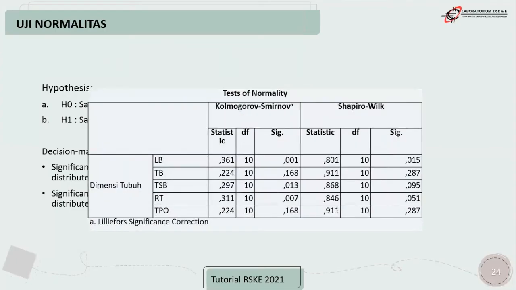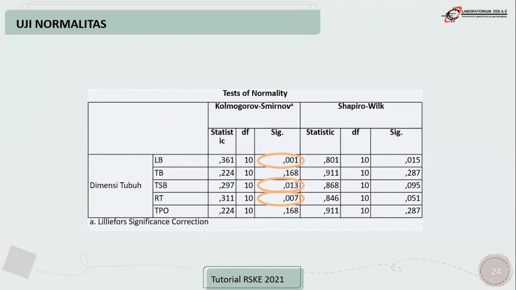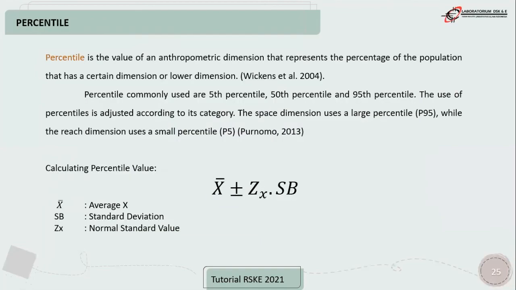Okay, so you can read the significance in the Kolmogorov-Smirnov column like this. And then after that, the percentile is the value of an anthropometric dimension that represents the percentage of the population that has a certain dimension or lower.